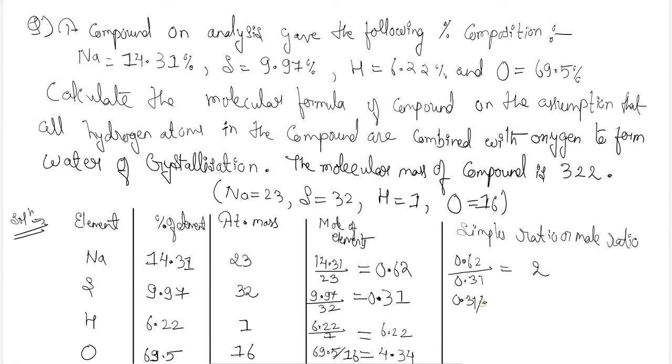0.31 divided by 0.31 is equal to 1. Okay, 6.22 divided by 0.31 will become 20. And for oxygen, 4.34 divided by 0.31 will come 14. Okay, so here all the numbers are in whole number form, so no need to change anything. 2, 1, 20, 14. This will be the answer.